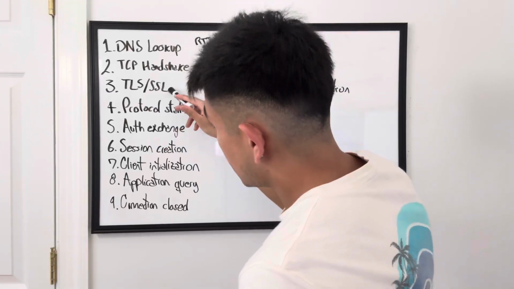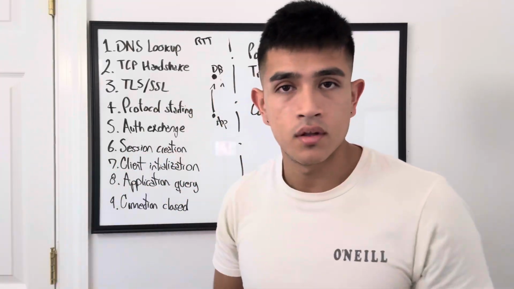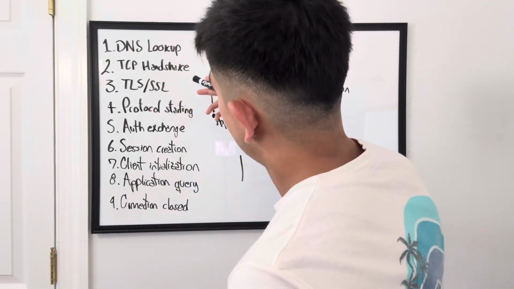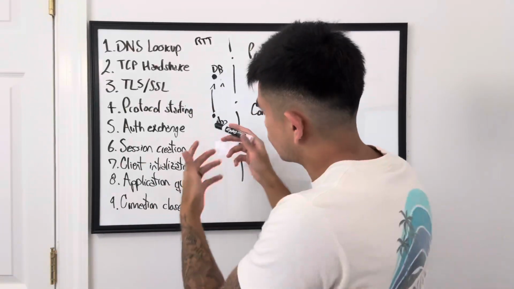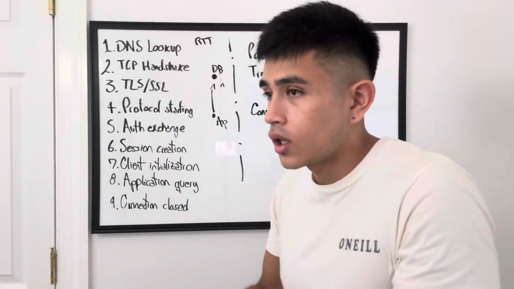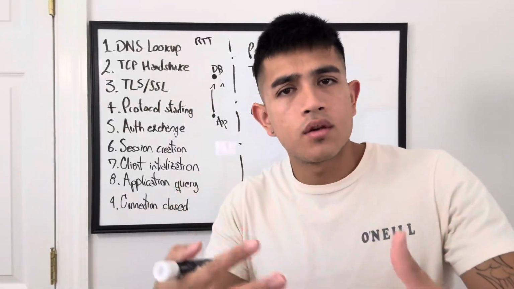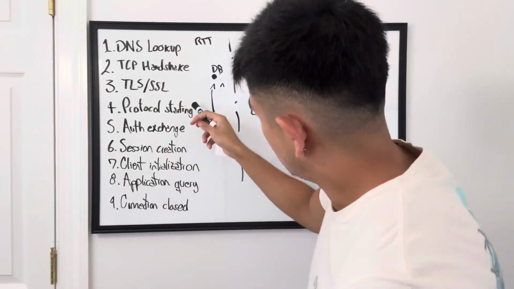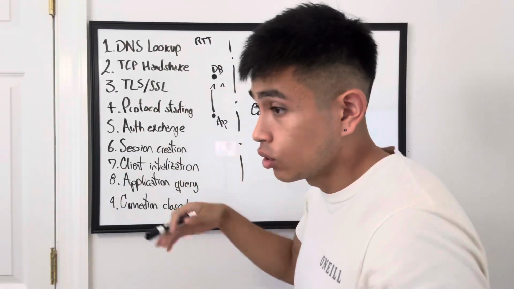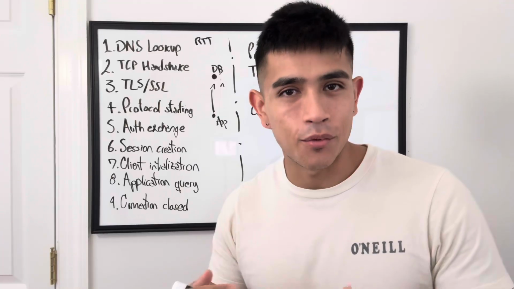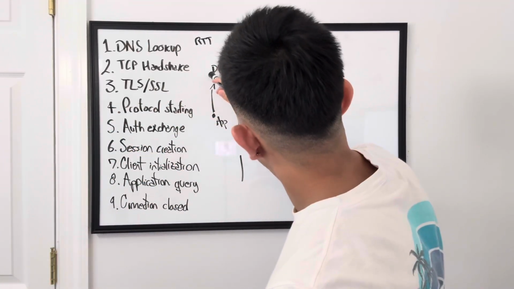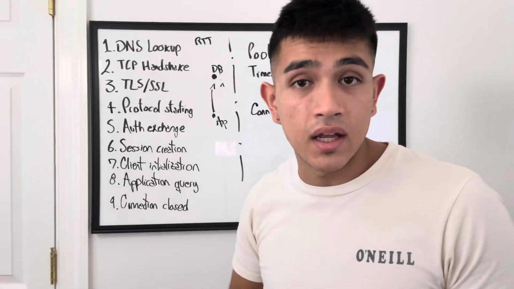Then after that, you upgrade the TCP connection to an encrypted connection, and then you have the protocol negotiation, which is when your application tells the DB, okay, we're going to use this protocol, this standard, to exchange my credentials. So that is another point. And then you get the actual authentication exchange, when you send the password and establish a secure connection with the database.